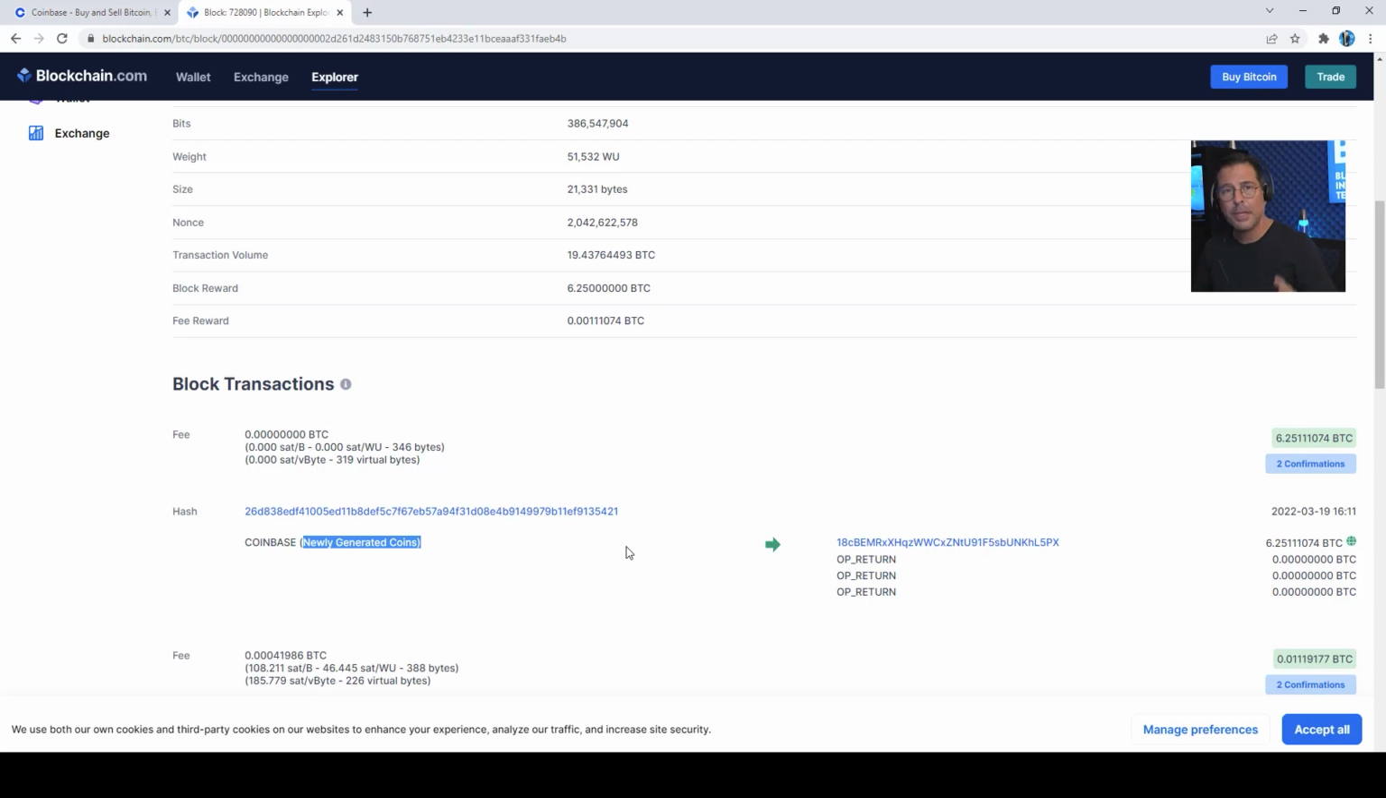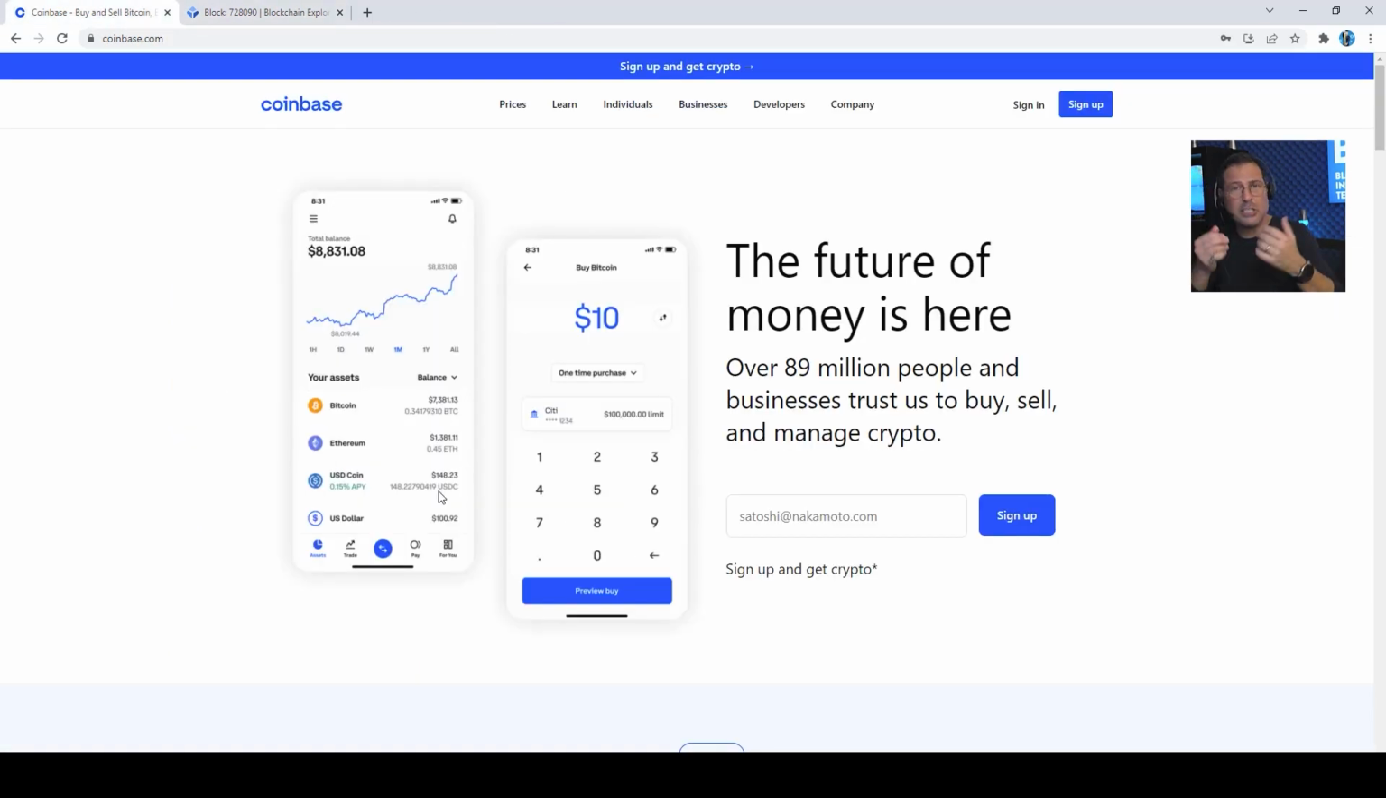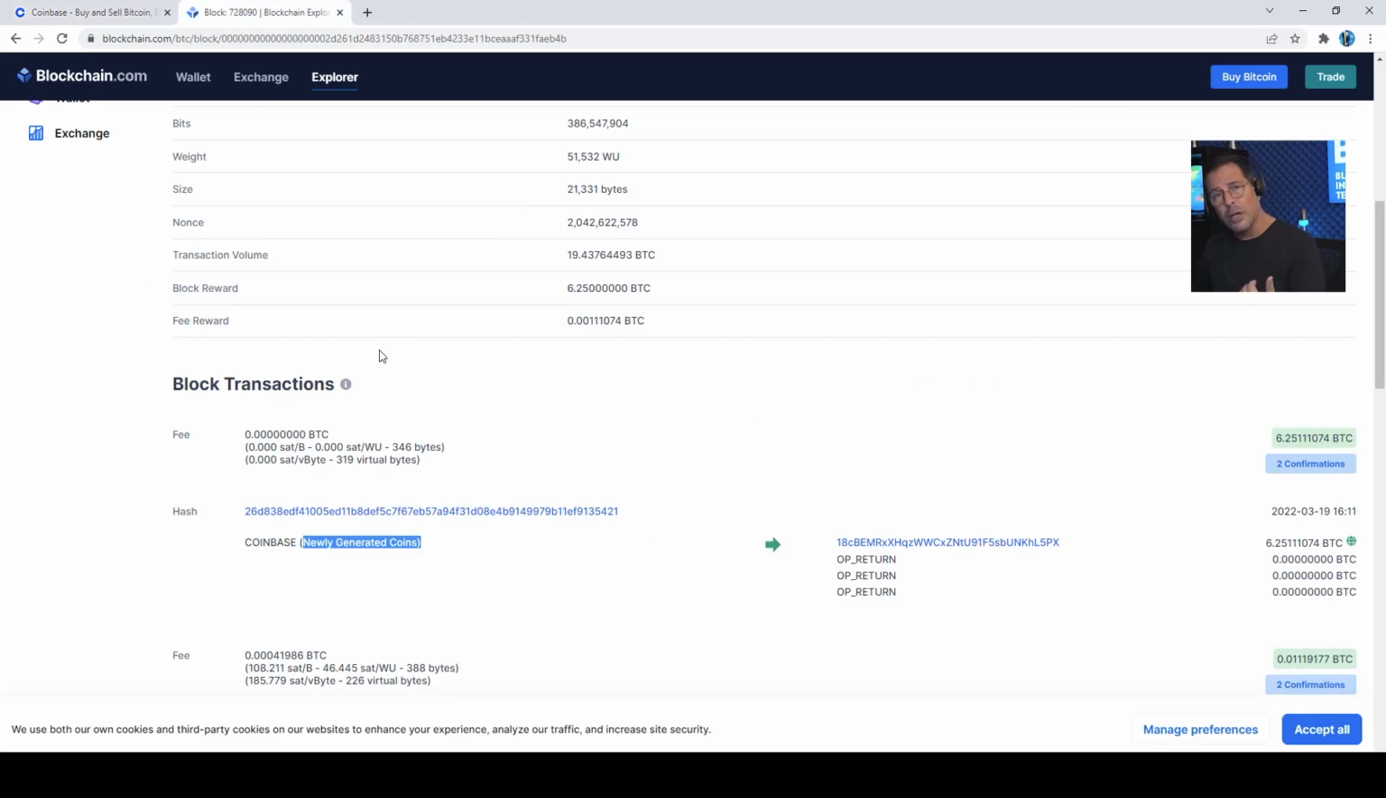That's what this miner receives as a reward for being able to add this block of transactions to the blockchain. So the key point I want to point out to you is what Coinbase means. Coinbase can mean two things. Coinbase can mean the exchange that I spoke to you about, coinbase.com, which is a cryptocurrency exchange. They have a wallet. It's a place where you can buy and sell Bitcoins. Or it can mean the Coinbase transaction, which is the first transaction in every single block within the Bitcoin blockchain.